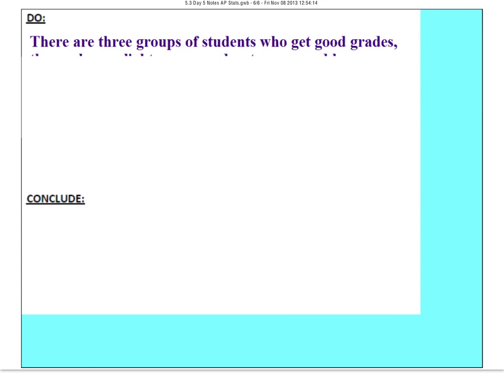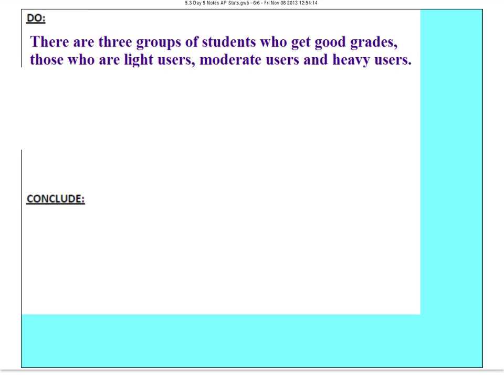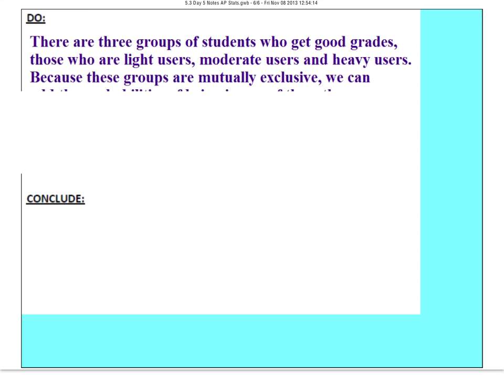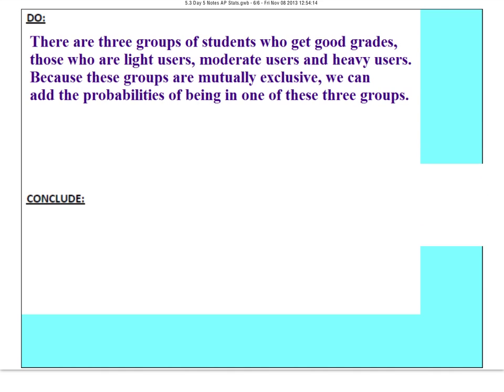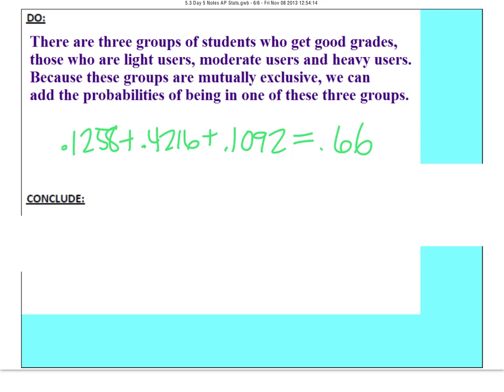So for the do portion, all I'm going to say here is there are 3 groups of students who get good grades. I circled them on the previous slide. Those who are light, moderate, and heavy users. They're mutually exclusive groups. You can't be both a moderate and light user, so there's no overlap. So all you have to do is add those probabilities of those 3 groups together. And if we do that, we're going to get about 0.66. Remember, this seems basic. Show your work. They want you to get credit for that.